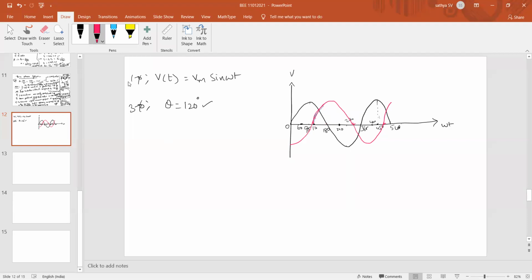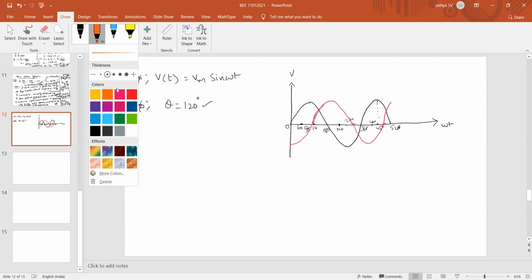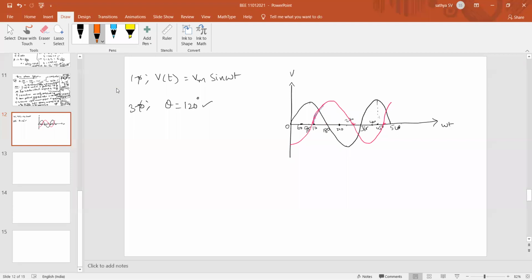Right. Now the third phase should start from, which color? This color I will take. So the third phase is going to start from 240. From 240, where should it stop? 240 plus 180, how much? 240 plus 180, around 420, right?